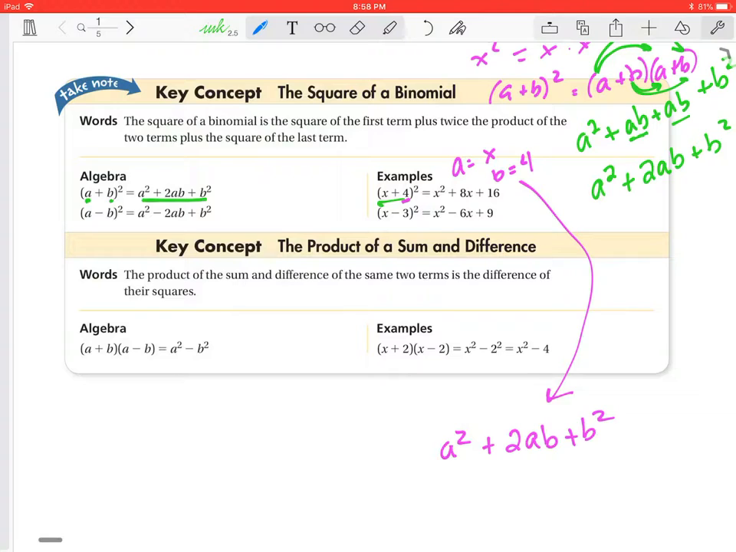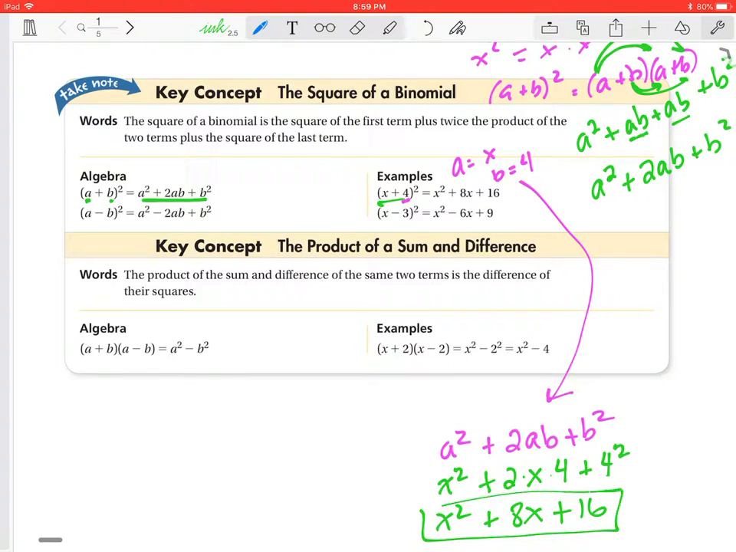So in place of a squared, I have x squared. Plus, I have 2 times the value of a, which is x, times the value of b, which is 4, plus my value of b squared. So that's going to be 4 squared. Now I'm going to simplify this. So that's going to give me x squared plus 2 times 4 is 8. I can't combine the x with that. Plus 4 squared is 16, which is exactly what I have here.